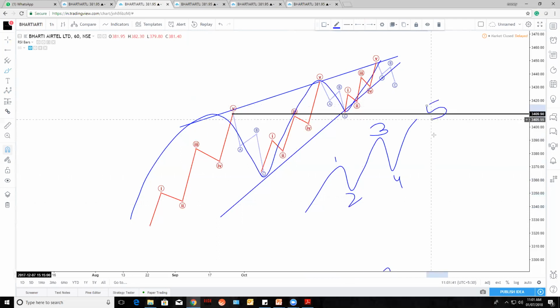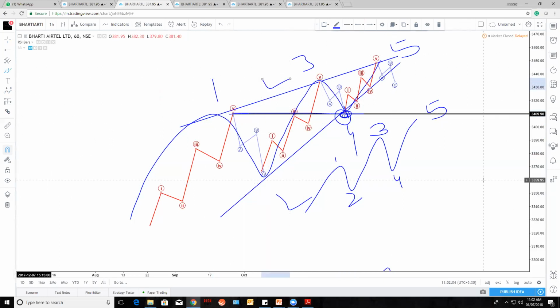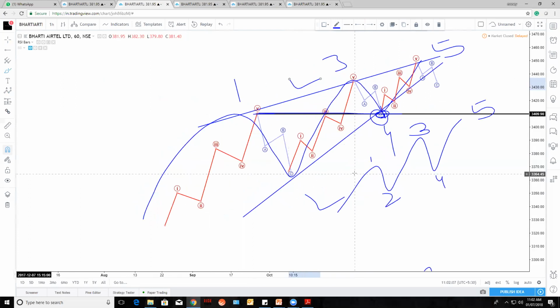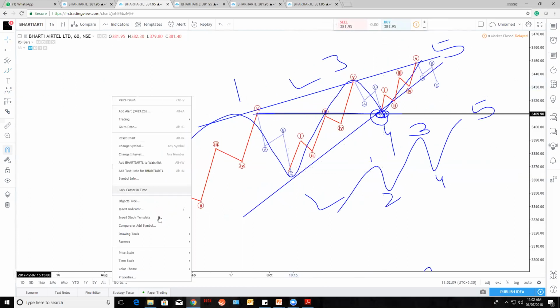But if it is in a diagonal, it can overlap. Here it can overlap on wave 1. Here is 1, 2, 3, 4 and 5, and here it is overlapping on wave 1. So it is okay in the diagonal. Getting my point? In a diagonal, if it overlaps, then it's fine. But if it is not a diagonal, then it should not overlap on wave 1.